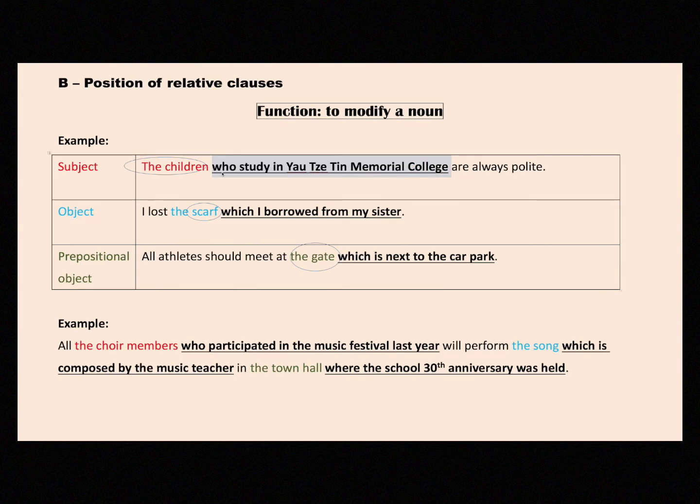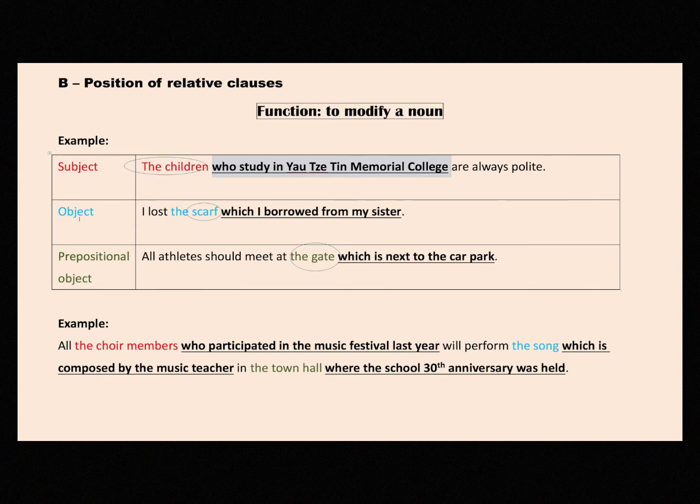And we use who to talk about the children. We use who to refer to the children. So, the children who study in Yao Ziti Memorial College are always polite. This relative clause here is to talk about the children as the subject of the sentence.